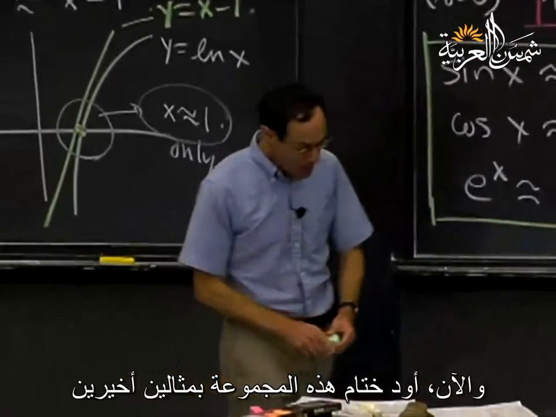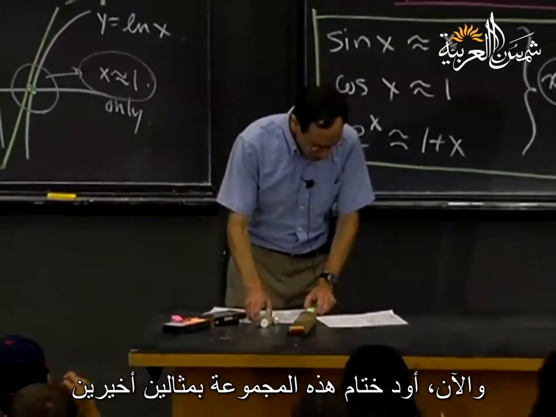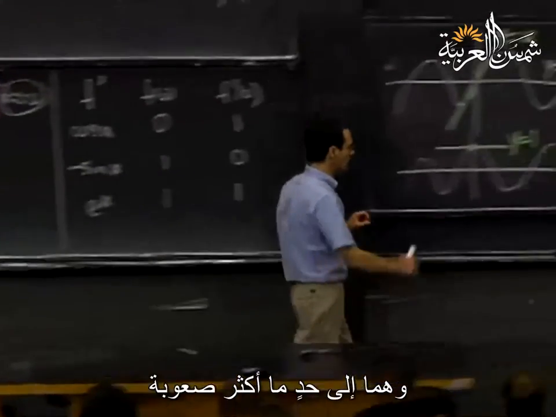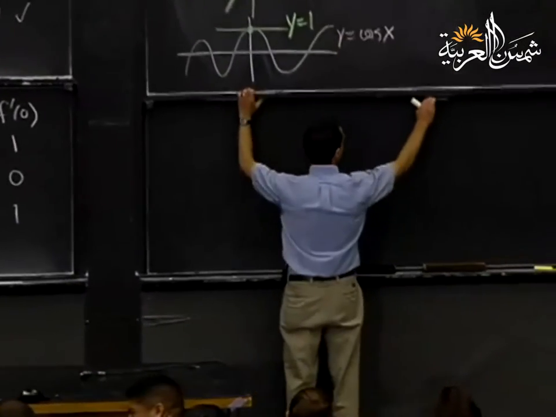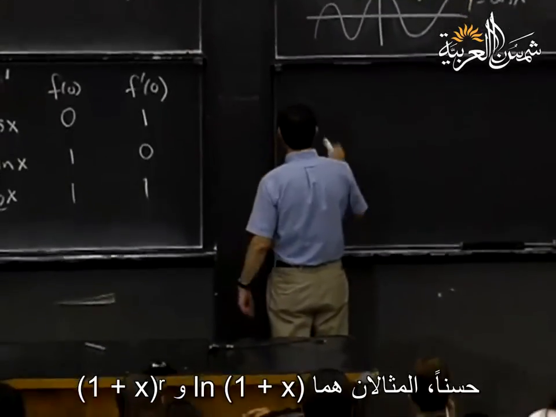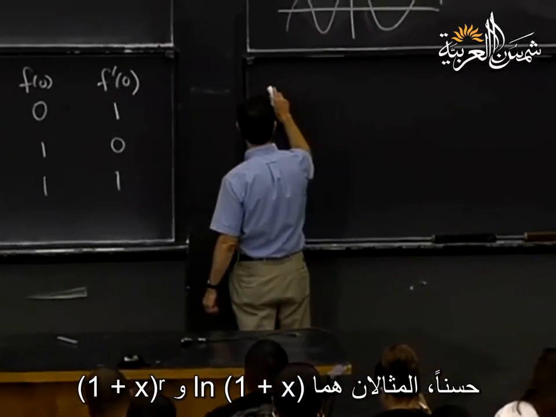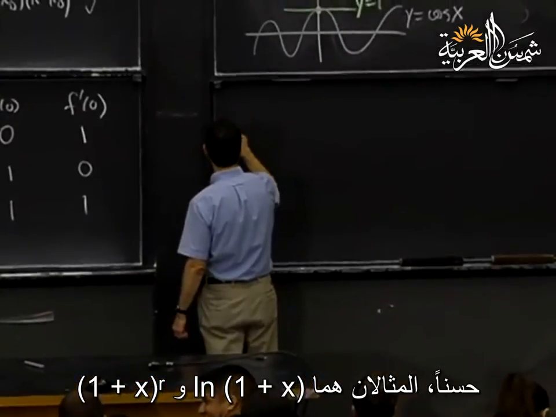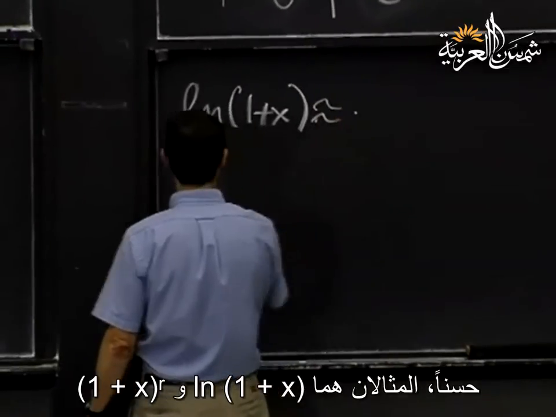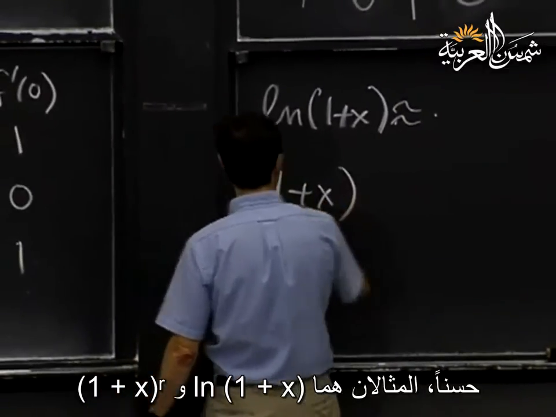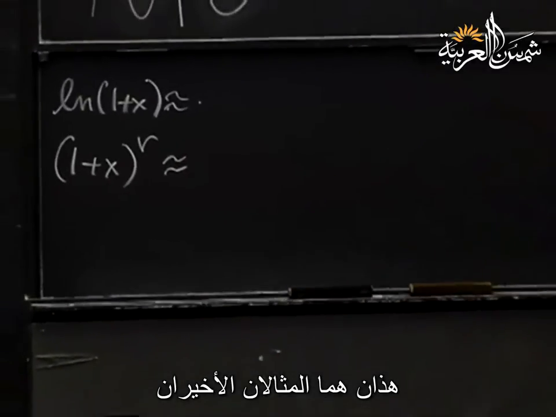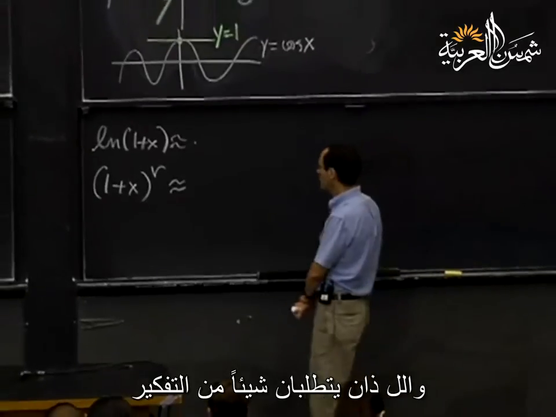Okay, so now I need to finish the catalog with two more examples, which are just slightly more challenging and a little bit less obvious. So the next couple that we're going to do are log of 1 plus x and 1 plus x to the power r. These are the last two that we're going to write down and that you need to think about.